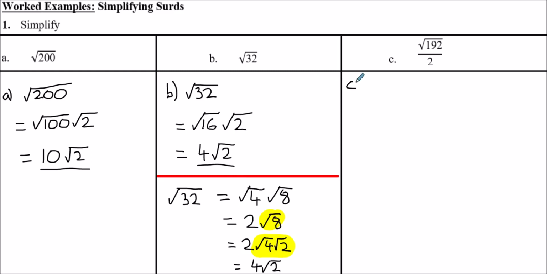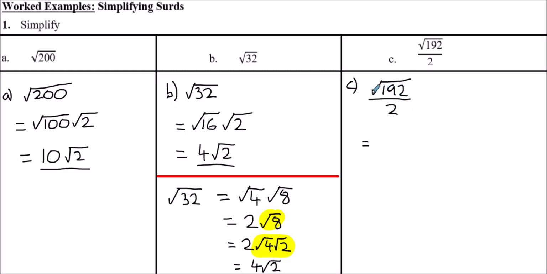Part C, the square root of 192. Now again, what you'll see in these worksheets and the classes is often, not always, but often the warm-up questions will help you in the worked examples within the lesson. If you have a look at the warm-up examples, we did factors of 192. What we found is that there are some square numbers that are factors of 192. The biggest such number is 64. 64 times 3 is 192.